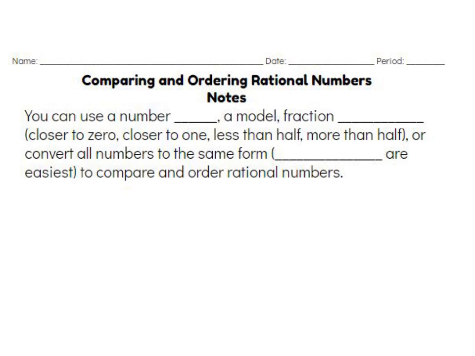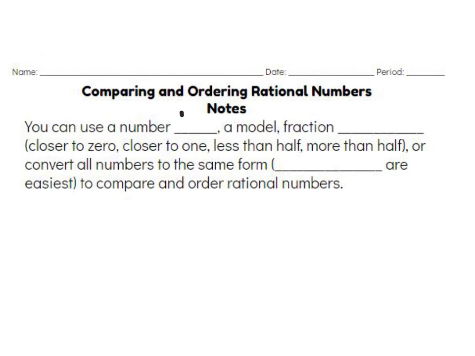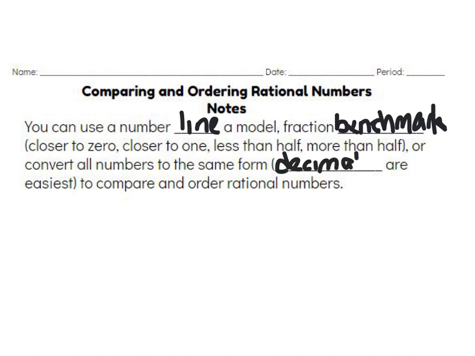You can use a number line, a model, fraction, benchmark, sorry about that, closer to 0, closer to 1, less than half, more than half, or convert all numbers to the same form. And decimals is the easiest form.